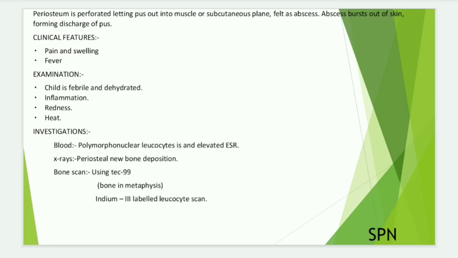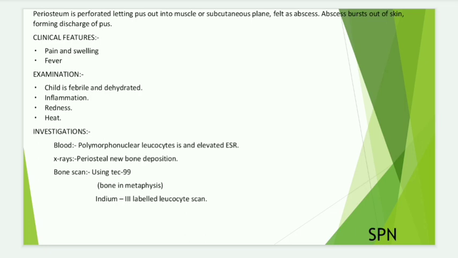Then the features are pain and swelling, and fever also. These are very common features, let us know all. On examination, the child is febrile, weak and dehydrated. You can also see inflammation, redness and heat.